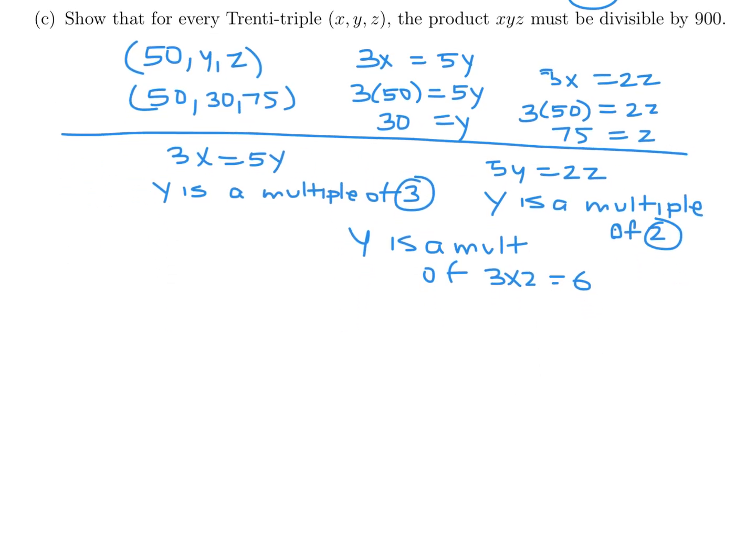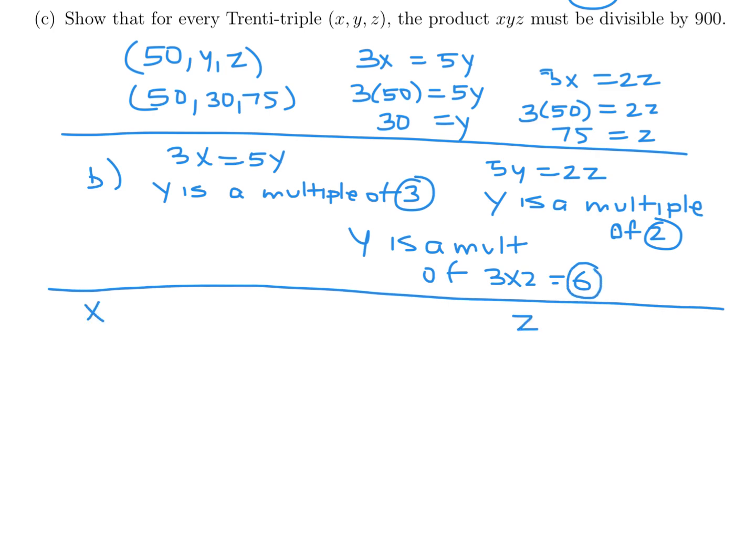And finally, the product xyz must be divisible by 900. Okay, so it's pretty much the same story. In this part B, you showed that y is a multiple of 6, right? So that's very important. Now we have to show what x is a multiple of and z is a multiple of. And then that way we can combine them to find out what xyz is a multiple of. Got it? Okay, so it's the same kind of story. Nothing fancy.